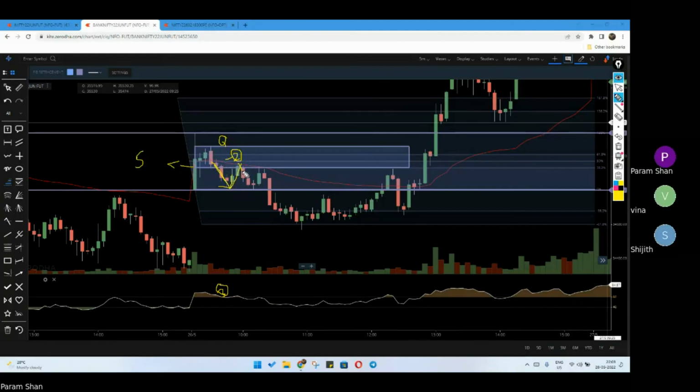Again, it came down. Again, it tried to pull down, but did not work out. You see, this is again a descending triangle. It had a journey from the top. It continued to range and break down. It did break down.